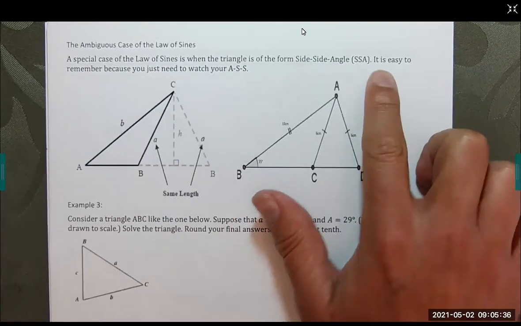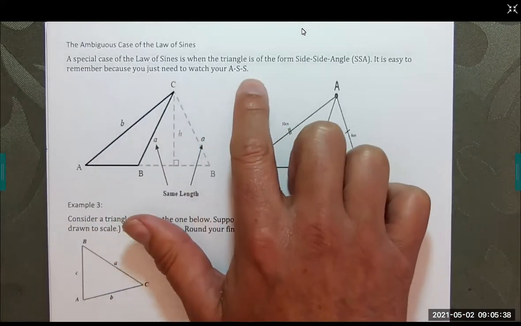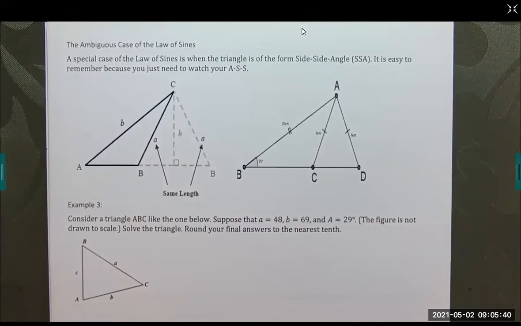And the kind of joke is, it's easy to remember because you need to watch your ass, right? You got the ASS is the case where you have to really take a step back and look for that extra potential angle that may exist there. That's a little bit more difficult to verbalize, so I'm going to write it out and show you what I'm talking about. In example 3 and 4, we'll show that.